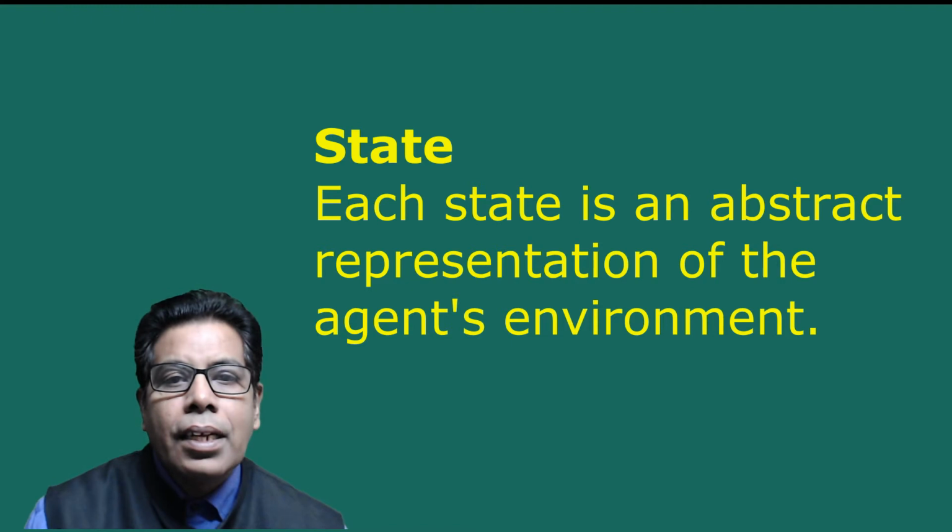The first term is state. Each state is an abstract representation of the agent's environment. It is an abstract that denotes a configuration of the agent. We have already discussed the properties of task environments in the previous video. So there we have covered in detail the different properties of the environment.